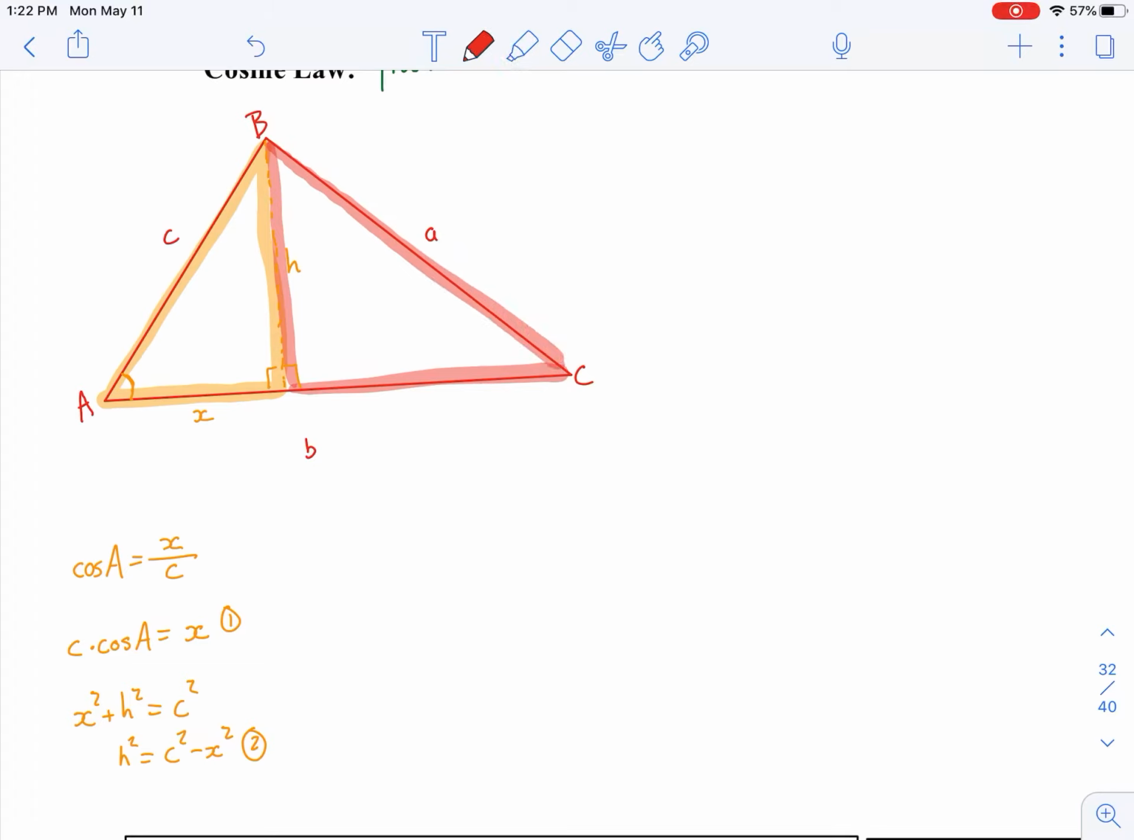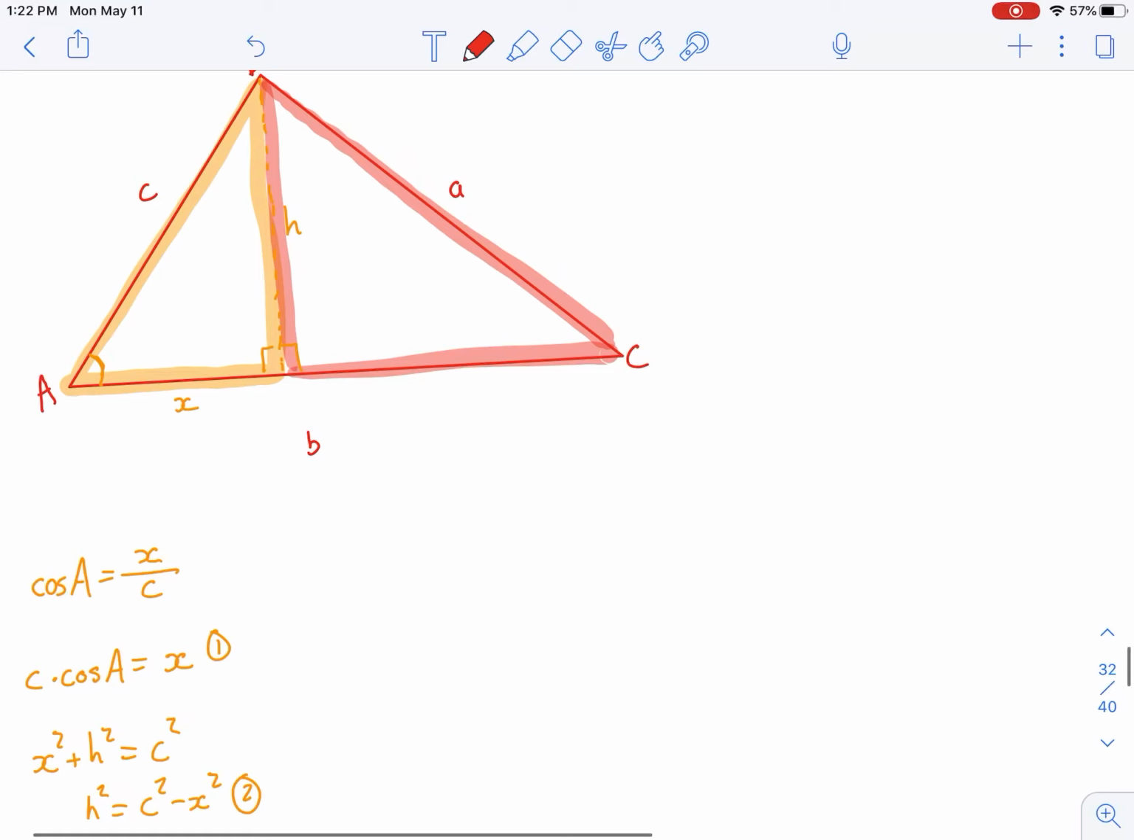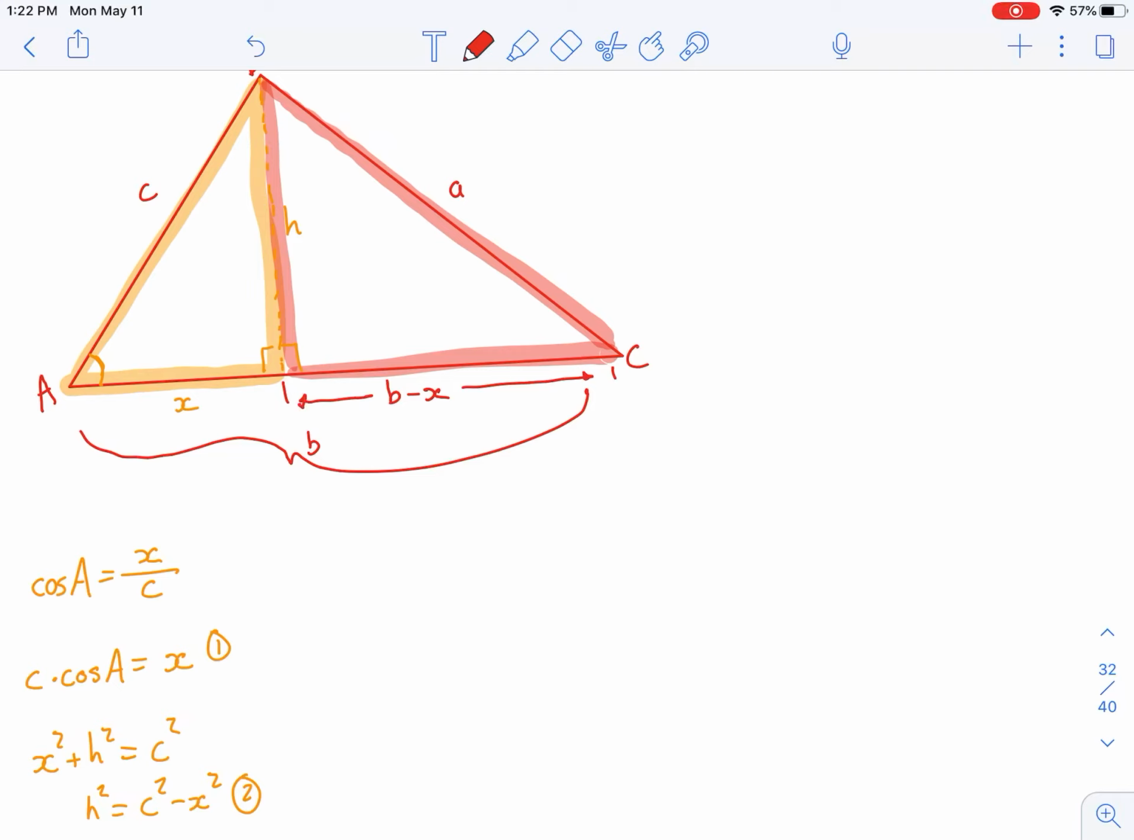And then if we take a look at this last measurement here, the base of this triangle, well, if this full side is B, then this side length right here, from here to here, must be B minus X. So we've got three sides to this right angle triangle. Make no mistake, that height does make it a right triangle.